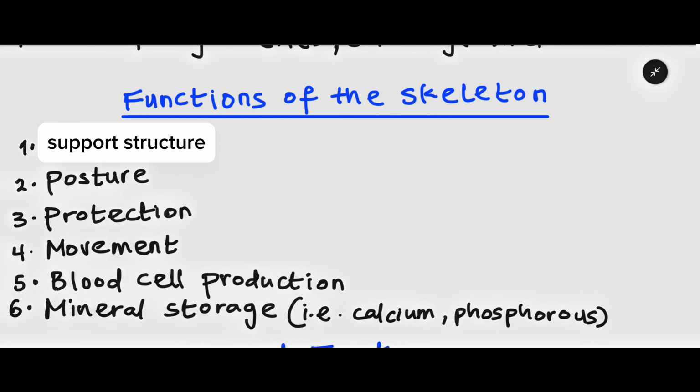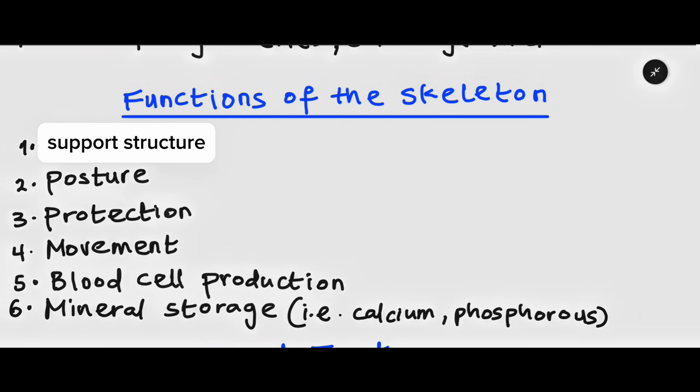Next, we have protection. Protection means protecting the vital organs. For example, the cranium protects the brain, the ribs and the sternum protect the heart and the lungs, your vertebrae protect your spinal cord, and the pelvis protects organs in the lower body. Next, we have movement. Bones don't just move by themselves. Movement happens because bones act like levers and muscles pull on the bones, and that allows for movement. Also because you have joints that help in that process as well.